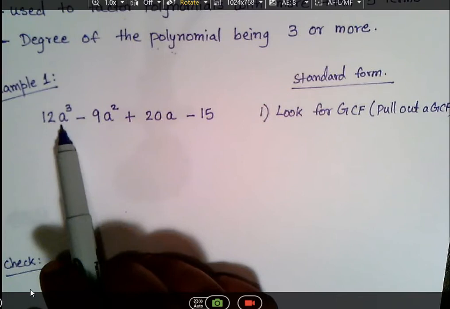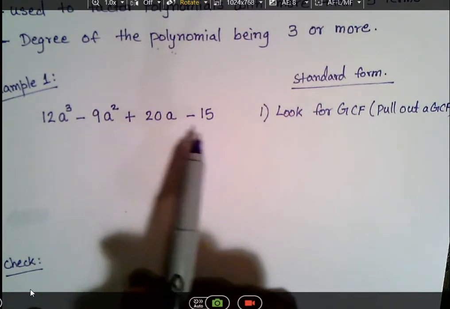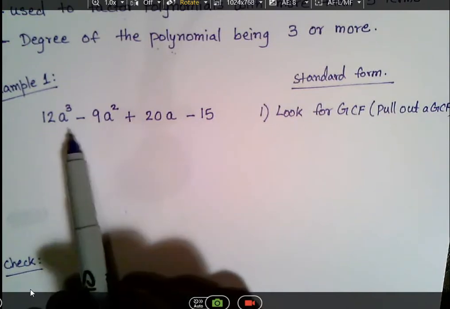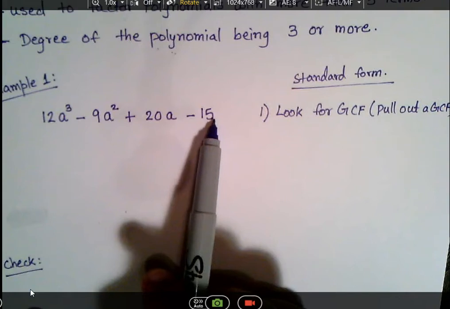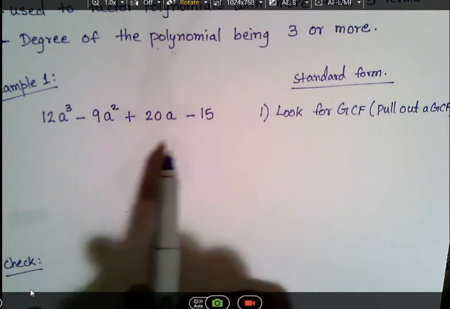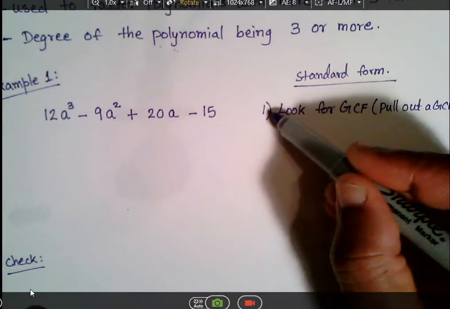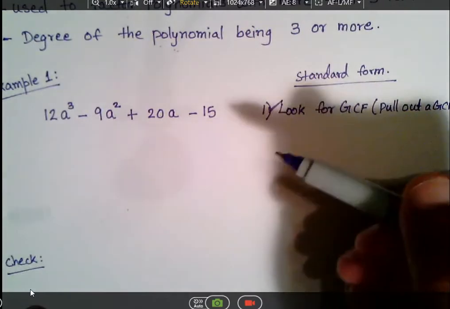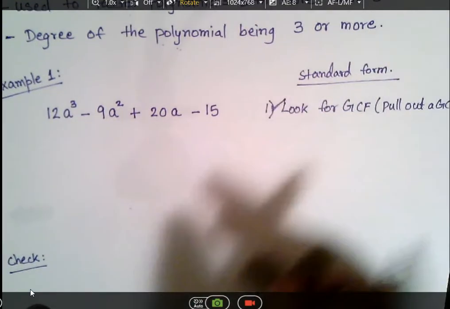Now let's look at the variable part. I have a cubed, a squared, a, and there is no variable in the last term. So I can't pull out any variable as a greatest common factor. In effect, there is no greatest common factor in this polynomial. I just checked it. If it was there, I would have pulled it out, but it's not there, so I don't have to worry about it.